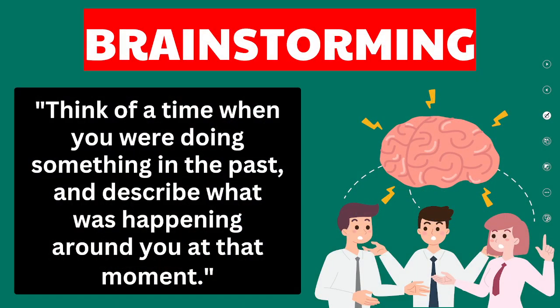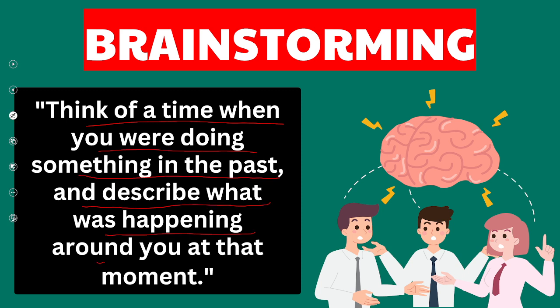Think of a time when you were doing something in the past and describing what was happening around at that time, at that moment. So students, think of a situation that you are telling some story to your friend or to a family member, and while telling the story you are referring to an action and an event of the past, and then you tell that at that time in the past there was something happening. The someone sitting beside me was reading the book.